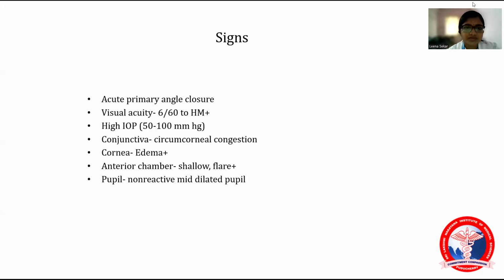Signs include, first, we have to check the visual acuity. Here, the vision will be ranging from 6/60 to hand movements. IOP will be high. It can go up above 40 millimeter mercury. Conjunctiva will have circumcorneal congestion. Corneal edema will be there. Shallow anterior chamber, and in AC we can see flare also. Pupil will be non-reactive, mid-dilated pupil.